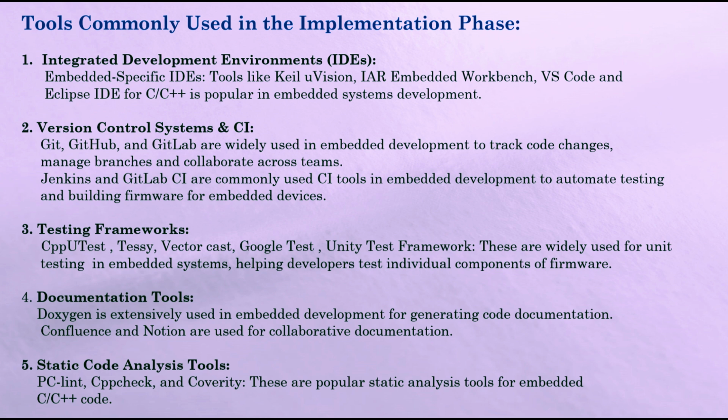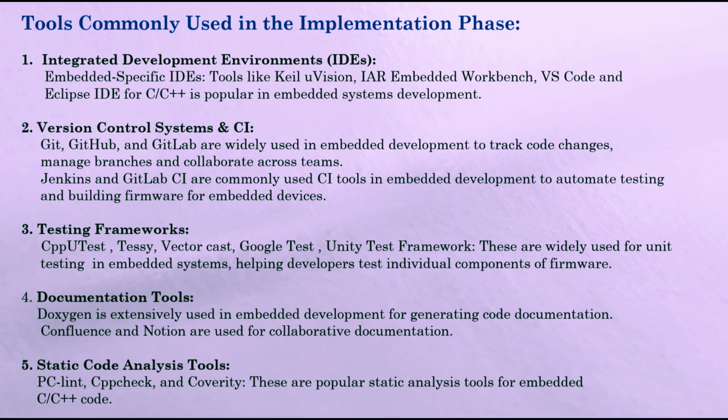2. Version control systems and continuous integration. Git, GitHub, and GitLab are widely used in embedded development to track code changes, manage branches, and collaborate across teams. These systems help manage firmware changes and updates for embedded devices.